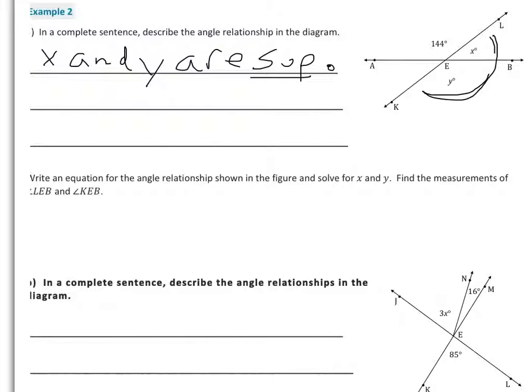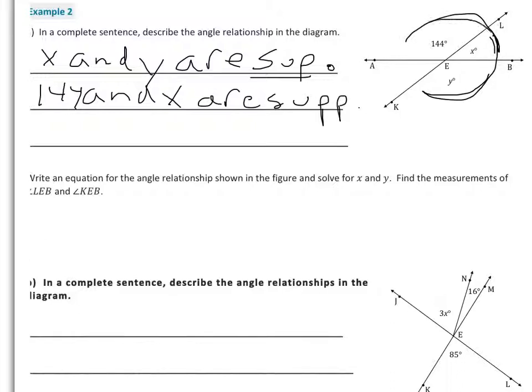And 144 and x are also supplementary, because these add up to a straight line. And the last relationship I see is between 144 and y. 144 and y are vertical angles.